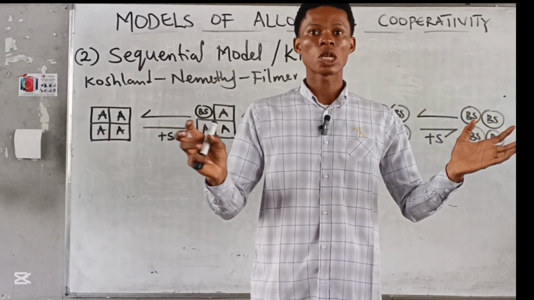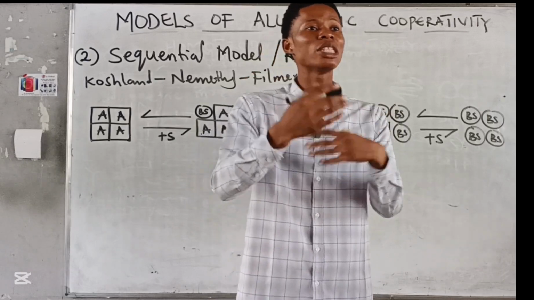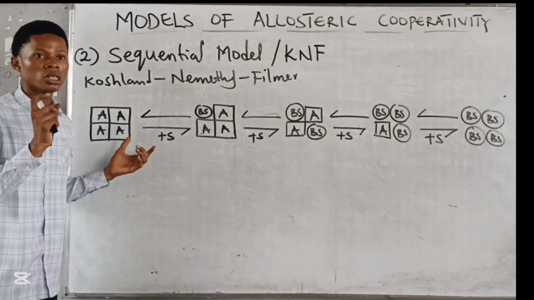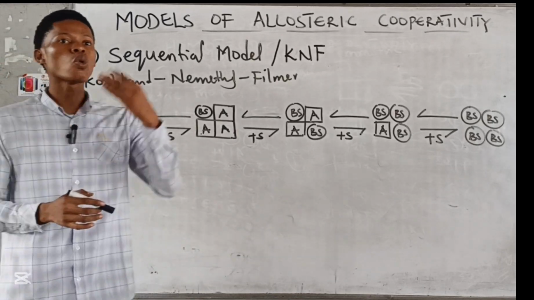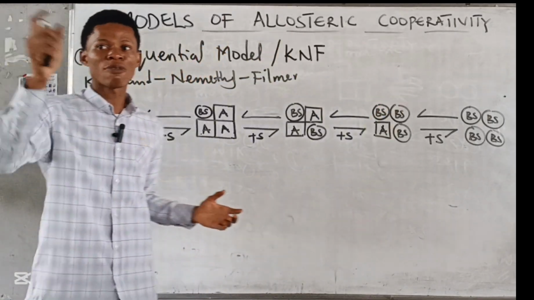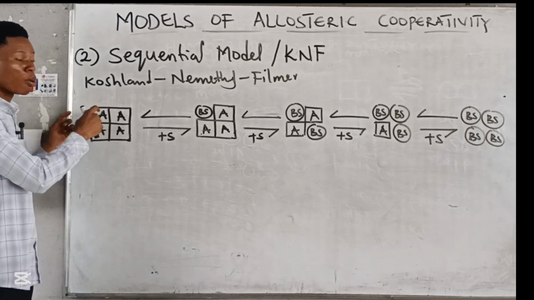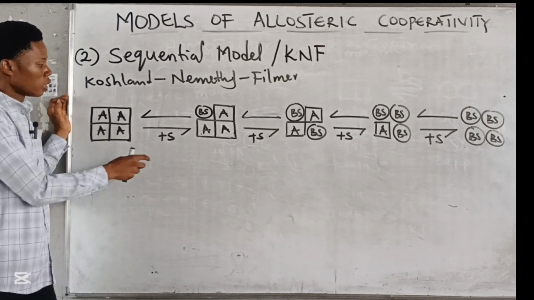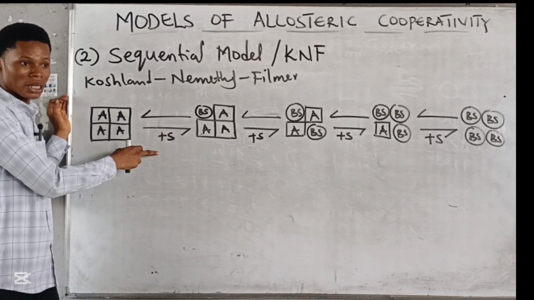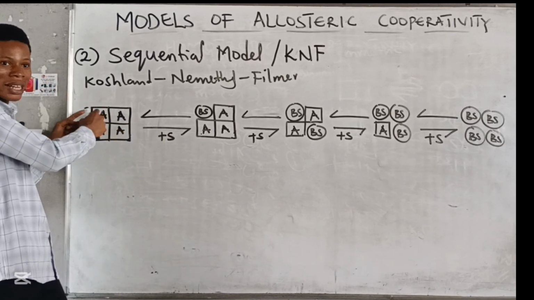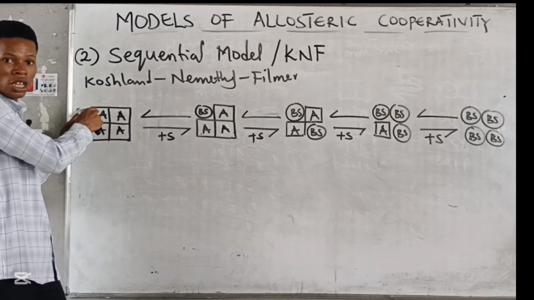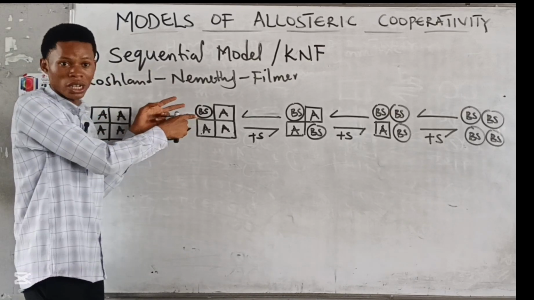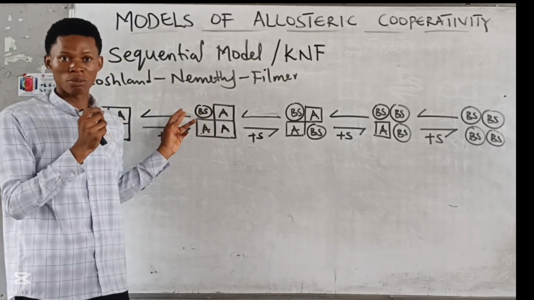relaxed state. But here we have a series of intermediates. Now, the change in conformation in the sequential model is done one after the other. Now, if you look at this box here, the box represents, is it tense state or relaxed state? Tense state, right? When a substrate comes or a ligand binds, you see that only one of the protein, only one subunit, is changed to the relaxed state. The other ones remain the same.